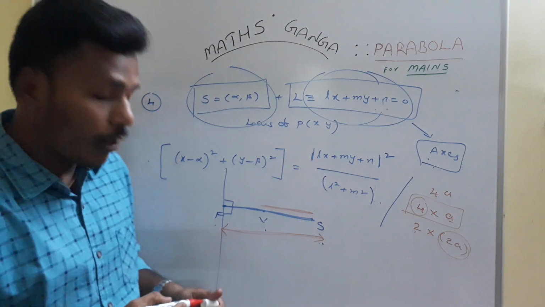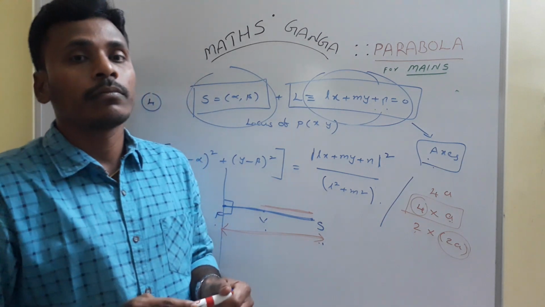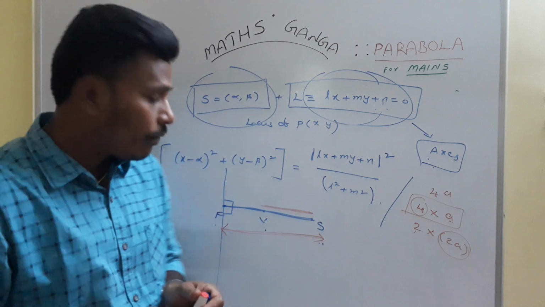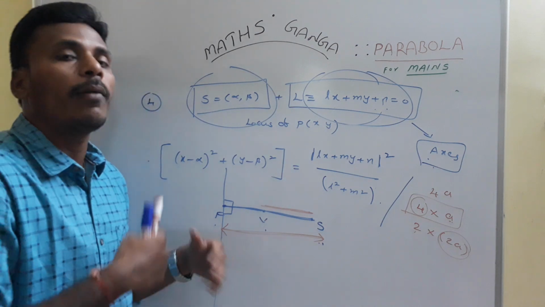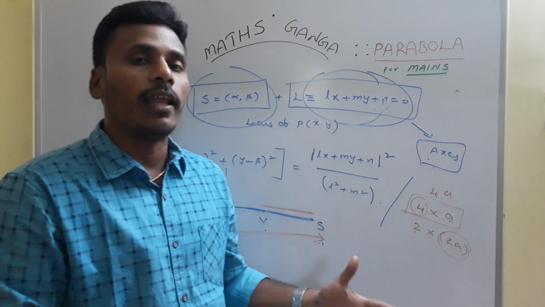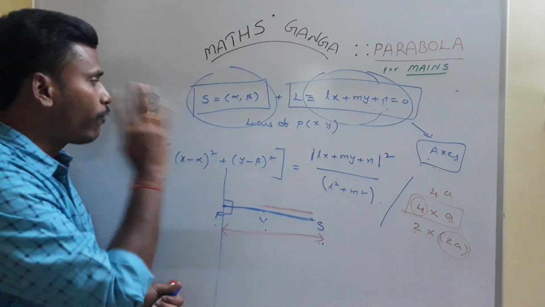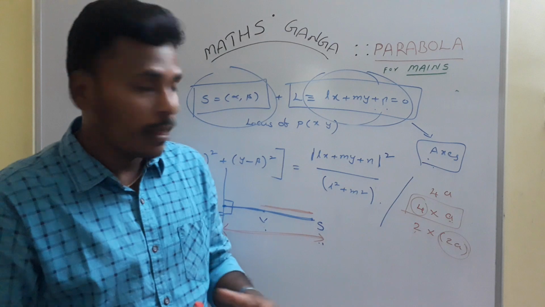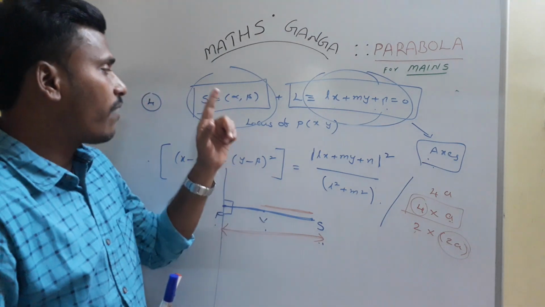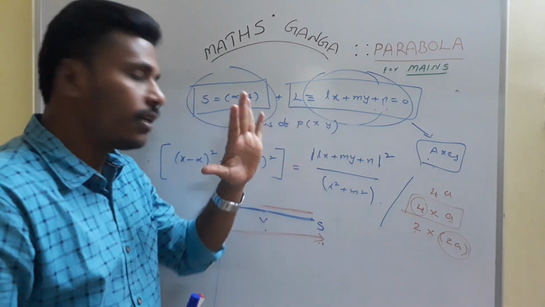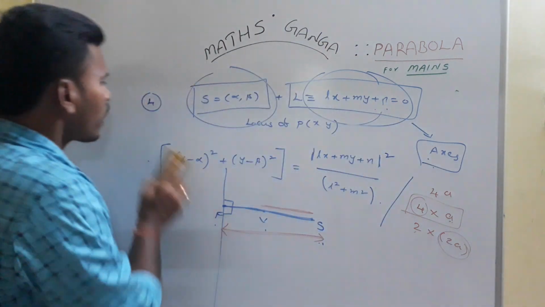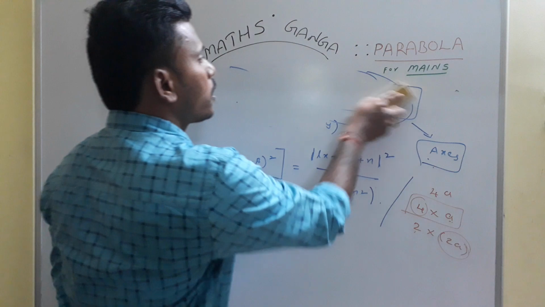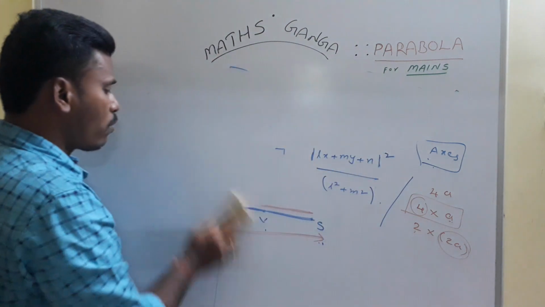If anybody asks you to find the length of the latus rectum, if it is not in standard form, then we will use these two ideas. By finding A or 2A, we will multiply with 4 or 2 to get the length of the latus rectum. And this is the fourth conceptual idea of the parabola, which is nothing but the definition form. Having focus and directrix, we will get the equation of the parabola. Right? Then coming to the fifth conceptual idea. Fifth conceptual idea is the general form of the parabola.